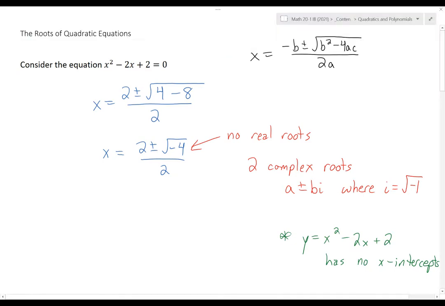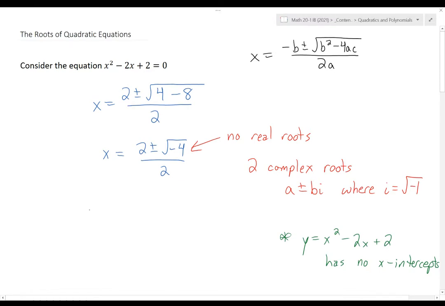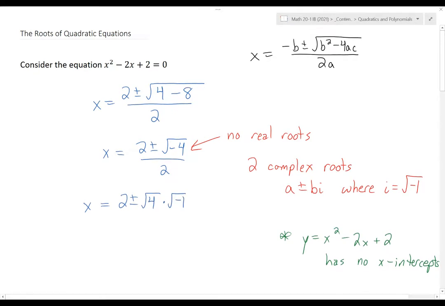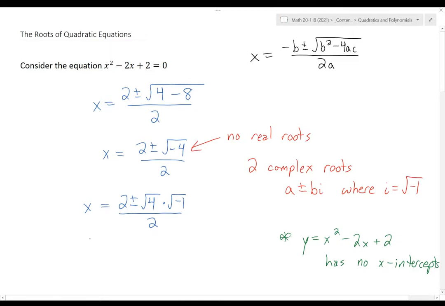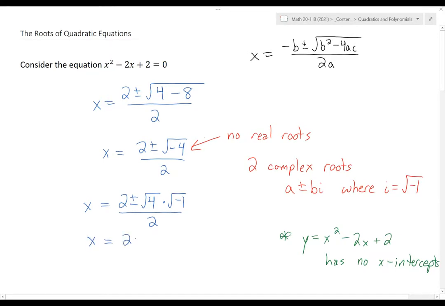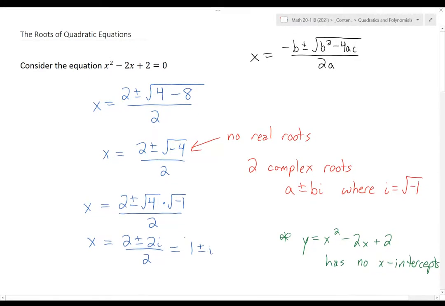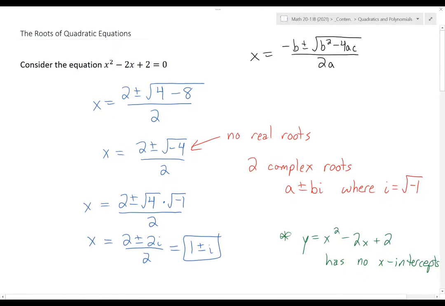So we still do want to simplify this. In other words, I can express this as 2 plus or minus the square root of 4 times the square root of negative 1. I can split that root part up into the real component and the imaginary component. So 2 plus or minus 2i over 2, which simplifies to just 1 plus or minus i. So 1 plus i is one of the solutions, and 1 minus i is another one of the solutions. If I were to substitute those in, I would get 0.